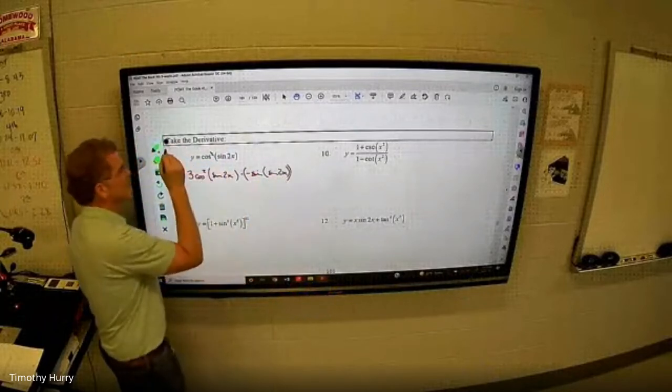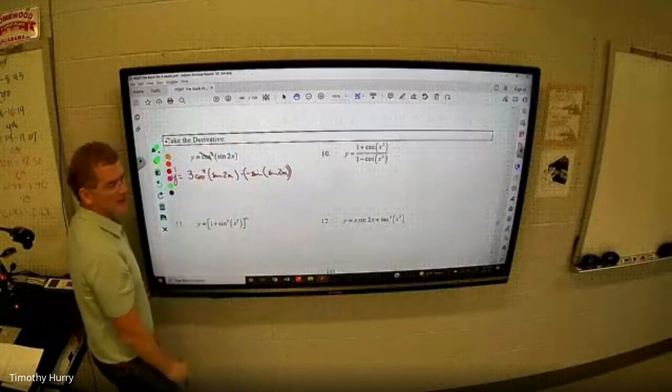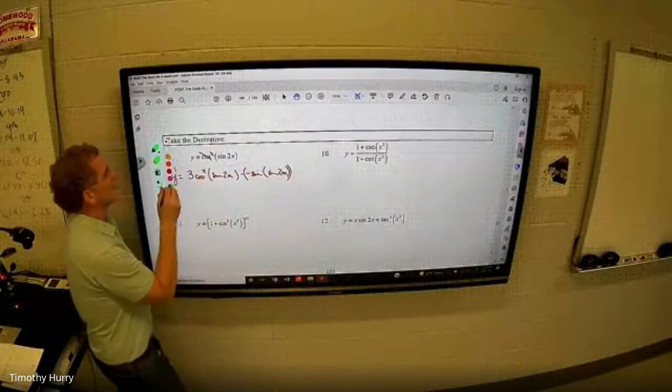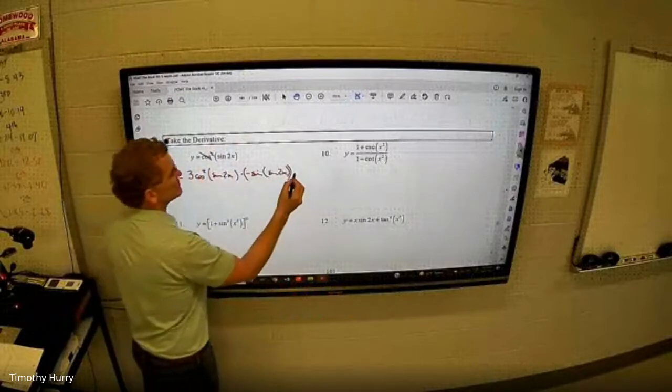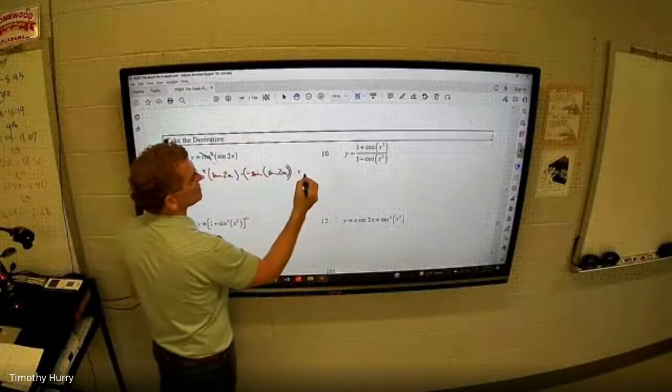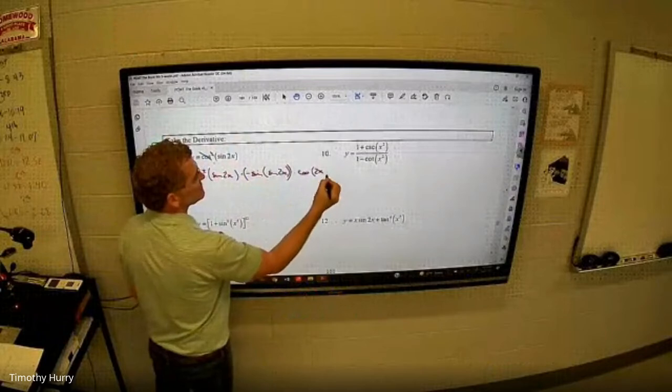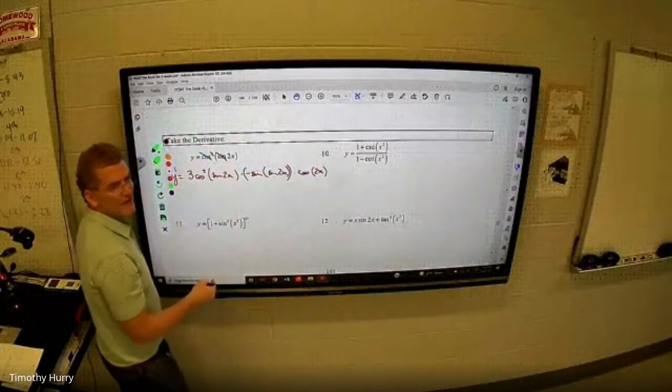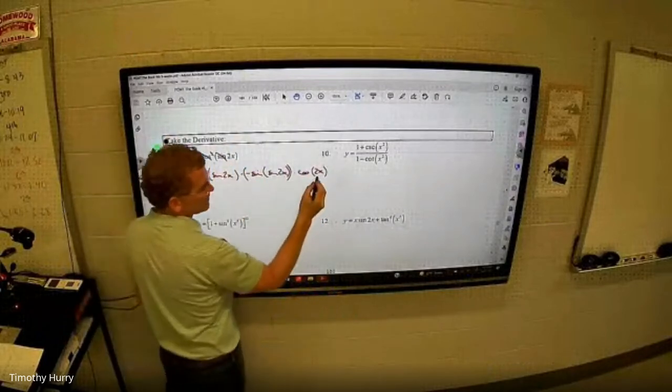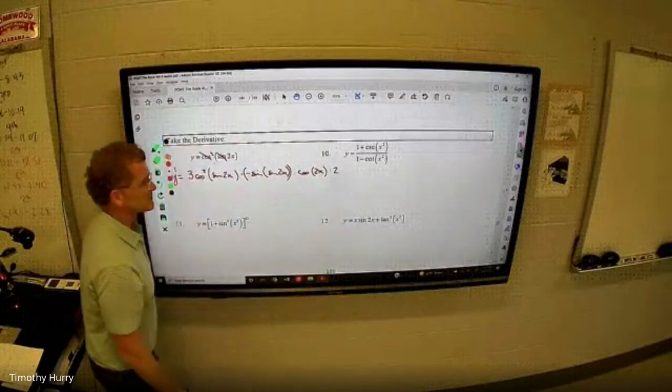That takes care of the cosine part. And then I go what? The derivative of the sine of blah, which is cosine of 2x. That takes care of the sine part. And then finally, the derivative of 2x is 2.